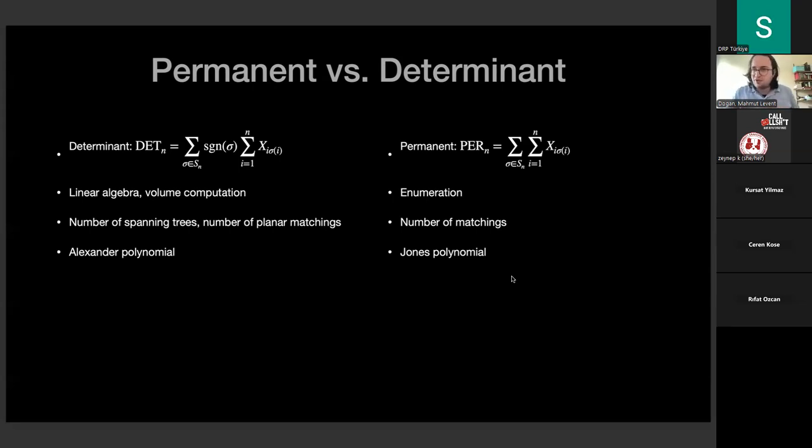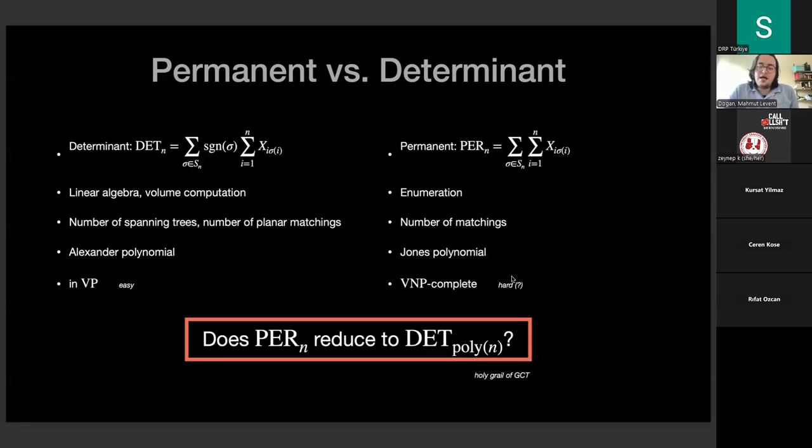I know that Jeren will talk about it. That's why I put this here. Permanent, on the other hand, counts everything because it's VNP complete. Every counting problem can be reduced to the permanent, and it computes the Jones polynomial as opposed to the Alexander polynomial. So one of them is easy and the other one is conjectured to be hard. And this is the question that I'm interested in: permanent versus determinant. Can you reduce the computation of the permanent to the computation of the determinant? The conjecture is no, you cannot reduce it because it should be hard, but proving it is somewhat of a challenge. All right. Thank you.